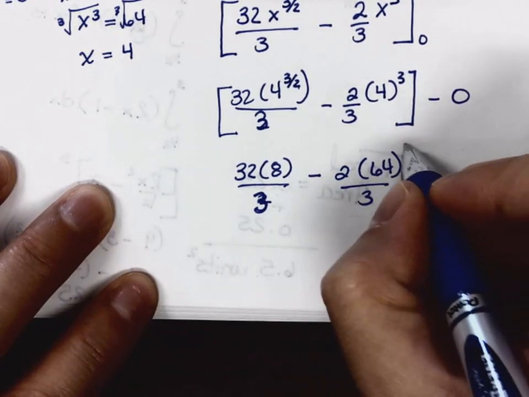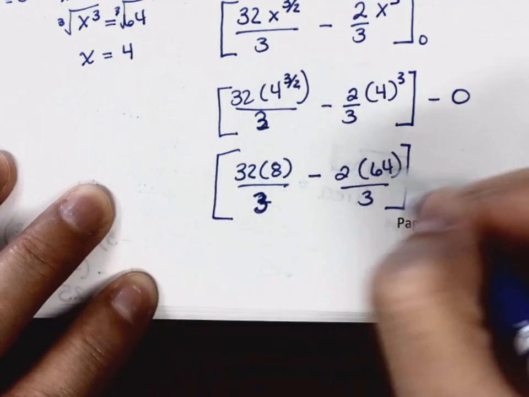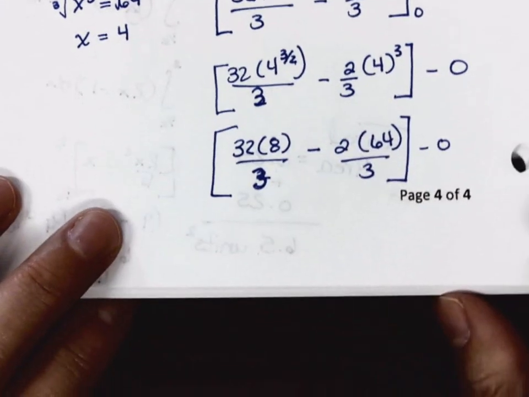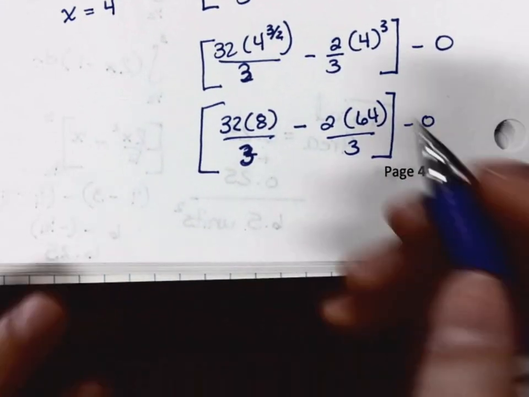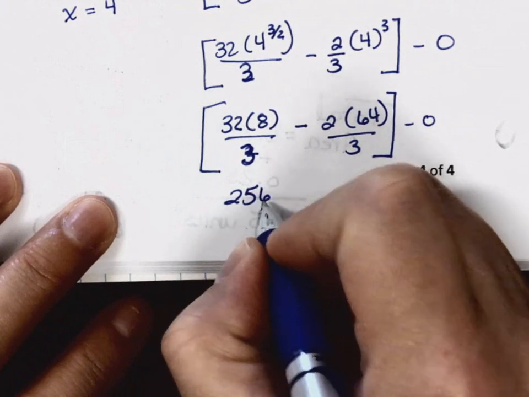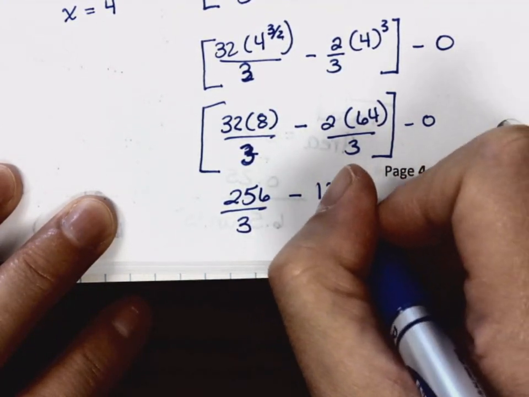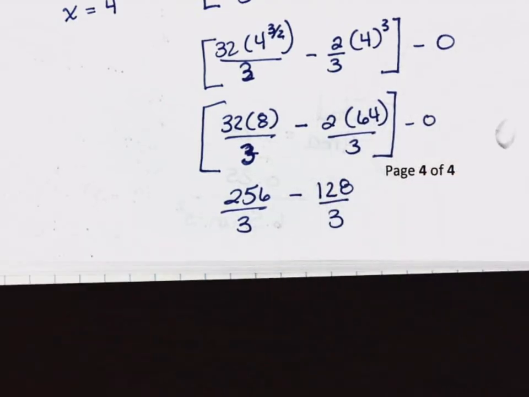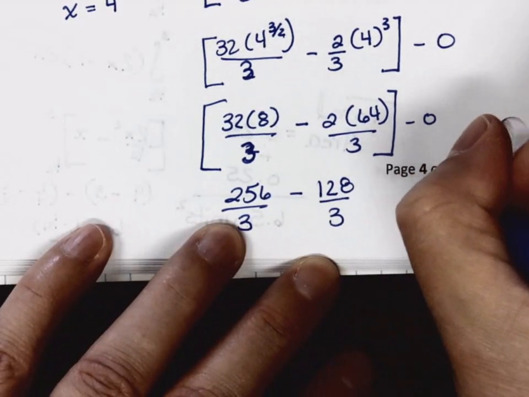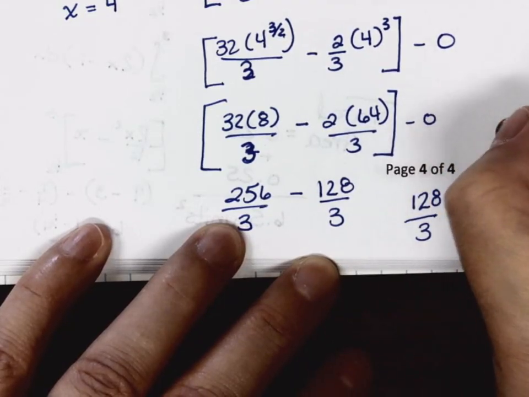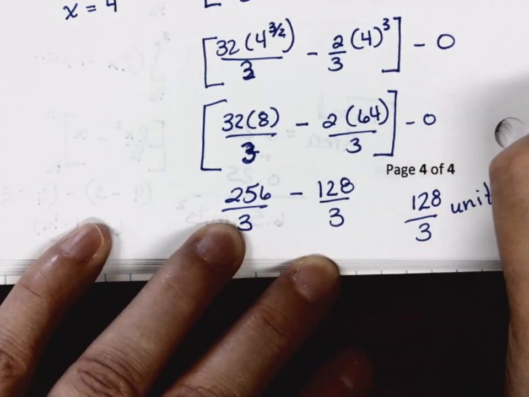Divided by 3. Hey, look, they have same denominators. That's kind of good. 256 over 3 minus 128 over 3. And I believe my answer is 128 over 3 units squared.